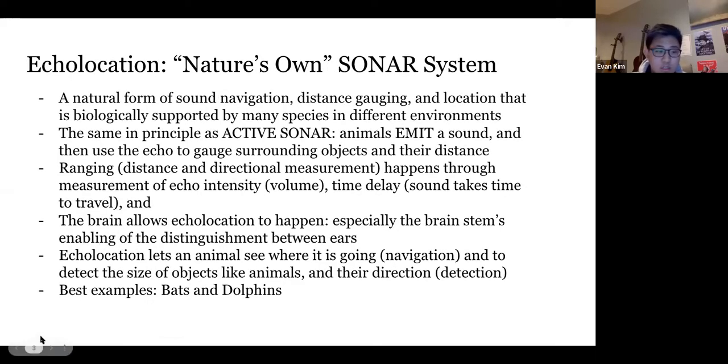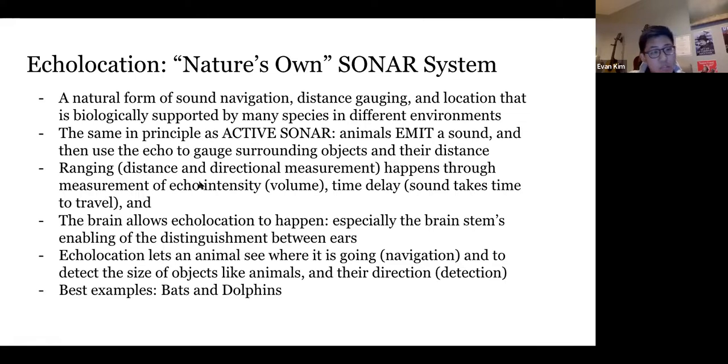So echolocation, as I mentioned before, is described as nature's own sonar system. Echolocation is a natural form of sound navigation, distance gauging, and location that is biologically supported by many species in different environments. Actually, humans can even use echolocation. It's hypothesized that blind people can develop a form of human echolocation to be able to understand what their surroundings look like. Without their eyes, they can just use their ears to sort of know if there's a wall near them.